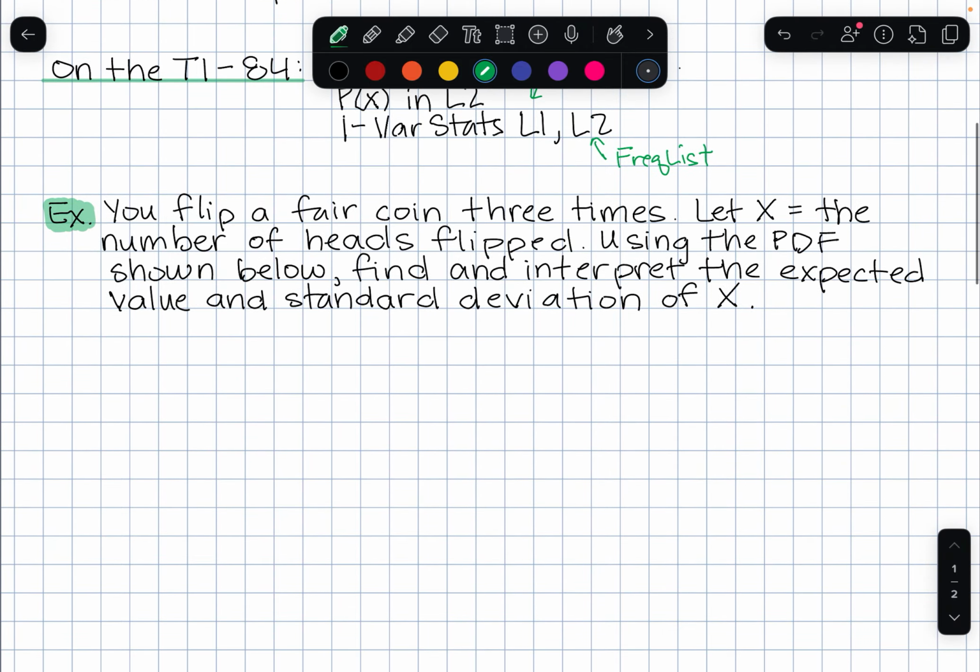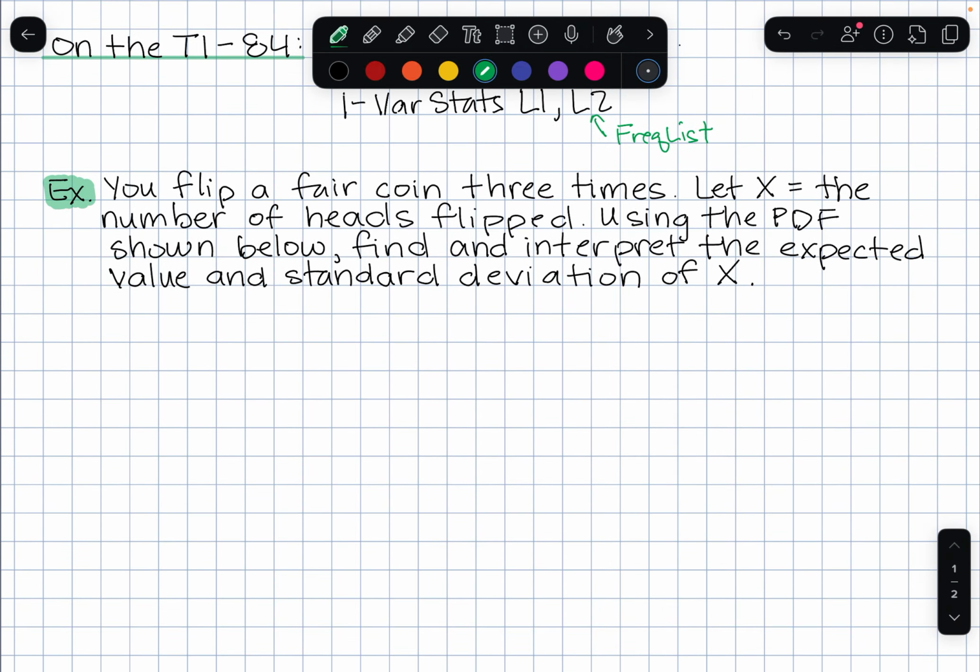So for this example, we're going to go back to the PDF we constructed for a flip of a coin 3 times. And so we may remember, if I'm counting the number of heads, I could have 0, 1, 2, or 3. And I know that the probability was 1/8, 3/8, 3/8, 1/8. So on our calculator, I am going to put these values in list 1 and these values in list 2.